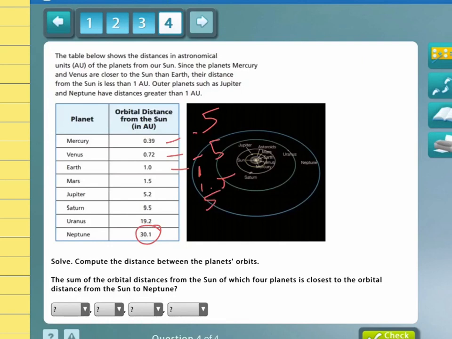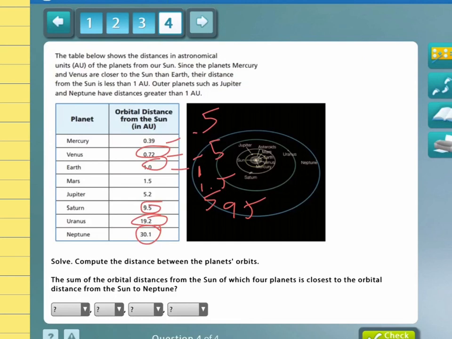That would be 9.5. So if you're adding these up, I would say that 19.2 plus 9.5 is going to give you approximately 28, plus Earth plus Venus, and that's going to give you about 31. Again, it's an estimate, so for the correct answer here, I would just go ahead and use the step-by-step or check answer, but you're just looking for a number that is going to be close to 30.1.